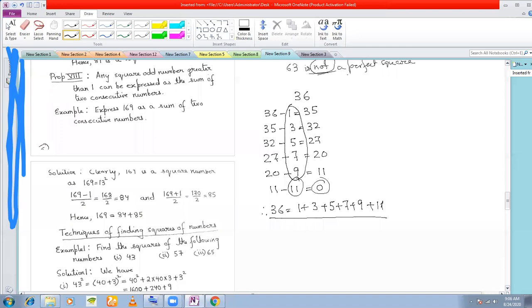How many odd numbers are there? 1, 2, 3, 4, 5, 6. Therefore, 36 can be written as a sum of 6 odd numbers. Therefore, 36 must be 6 square. Is this property clear? Or any questions on this property?